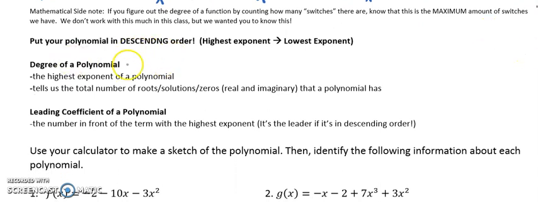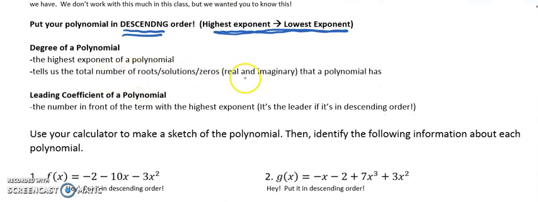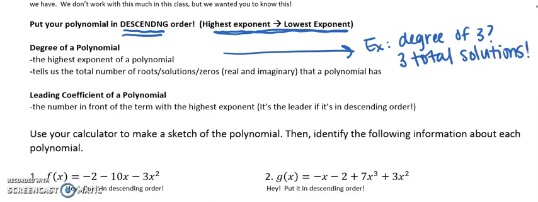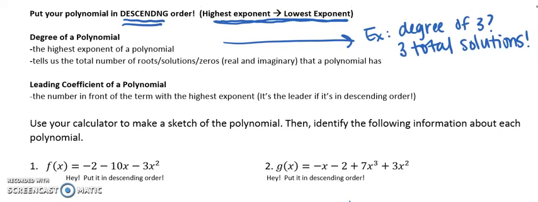So the degree of a polynomial, we just talked about it. It's the highest exponent of a polynomial. Oh, and I almost forgot to mention, make sure it's in descending order from highest exponent to lowest exponent before you answer these questions. It tells us the total number of roots, okay? So for example, if you have a degree of 3, then you have 3 total solutions. If you have a degree of 4, you have 4 total solutions. If you have a degree of 5, 5 total solutions. Okay, so that's what that means.